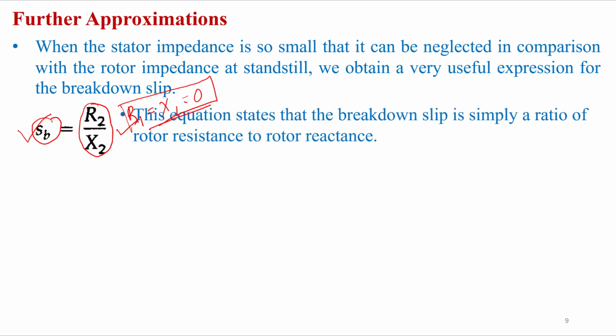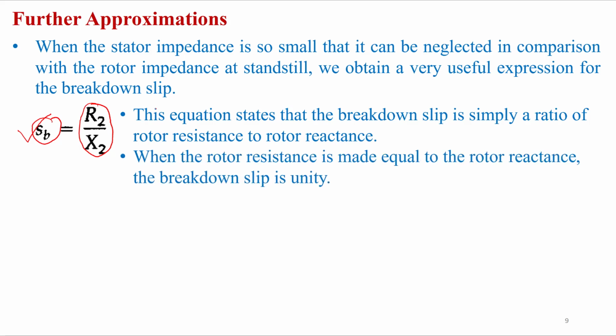And this is how you were asked in your lab test also. Many of you might have faced that question: find the external resistance in the rotor at 80% of the maximum torque. We'll come to that gradually. So this equation states that the breakdown slip is simply the ratio of rotor resistance and rotor reactance. Therefore there is no need to find any parameter of the starter. You only need to do the test at the rotor side. Very simple. Just put one wattmeter, ammeter, voltmeter. You can find resistance, reactance, right?